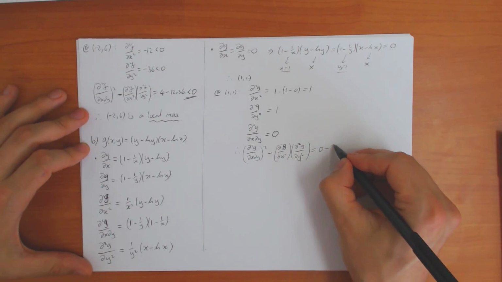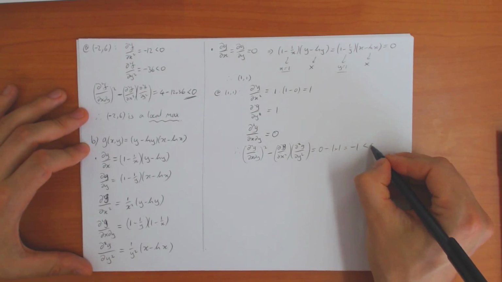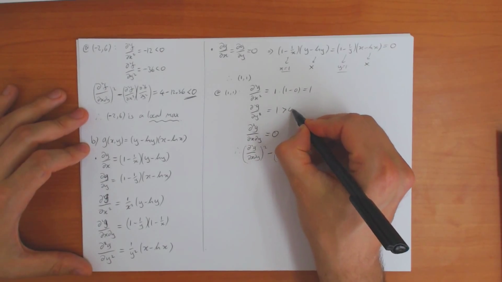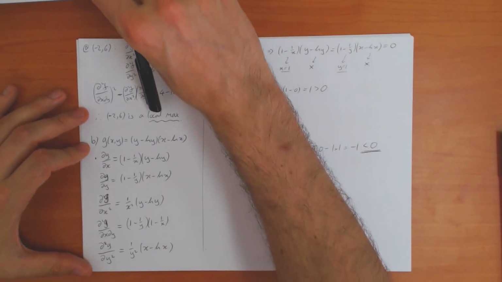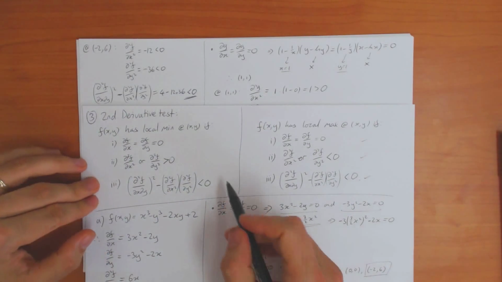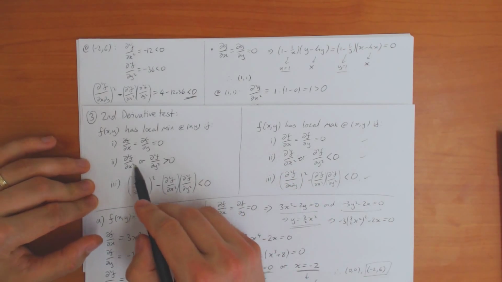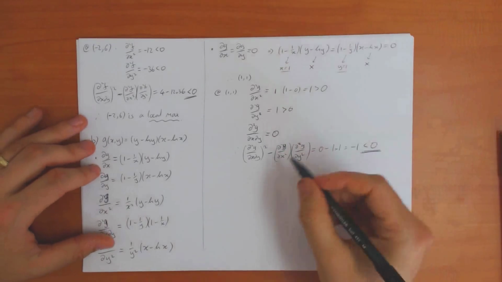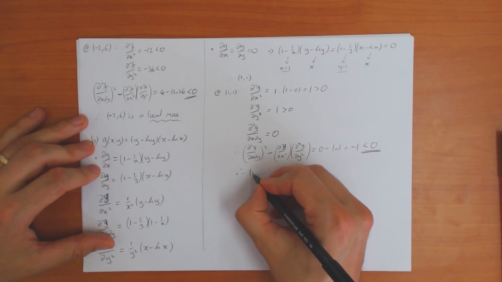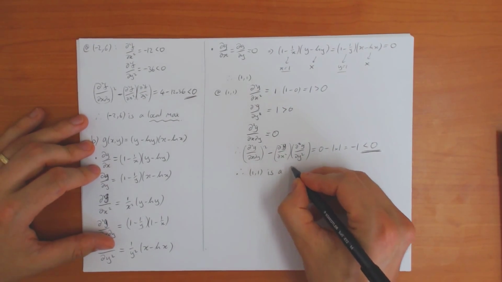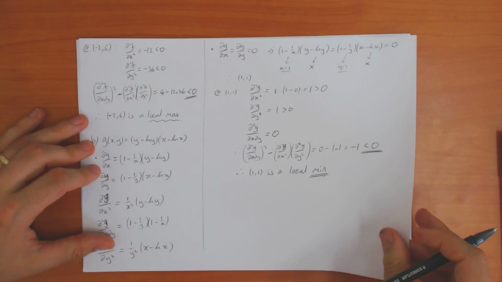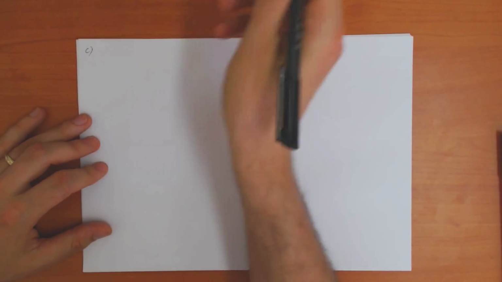Okay, this is 0 minus 1 times 1, which is minus 1, which is less than 0, right? So we've got this one is less than 0, these are greater than 0. If you go back to our conditions, that's the condition for a min. These are greater than 0, this one is less than 0. So therefore this point (1, 1) is a local min. Good. And then we have to do just the last one.